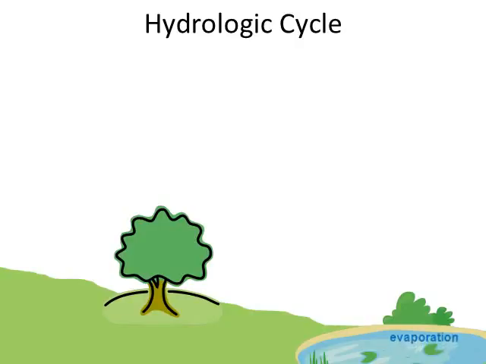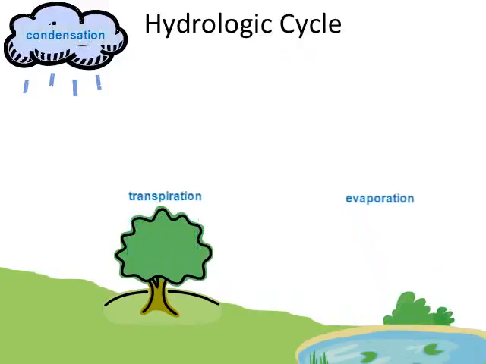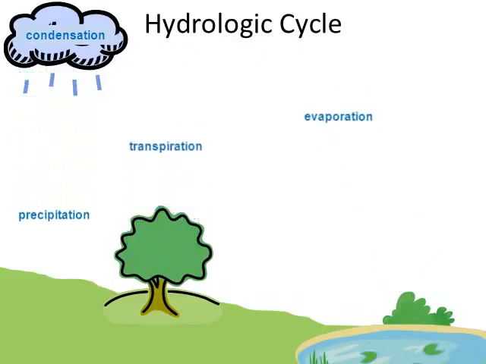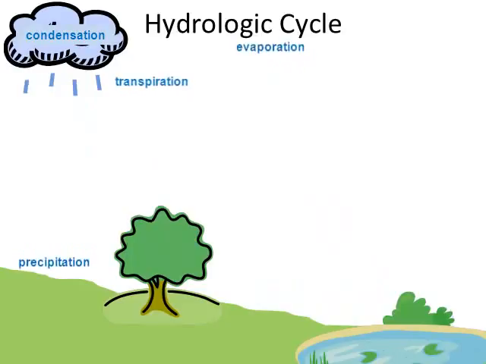So let's come back to our animation here, and let's just kind of show all the steps at once. So here we have evaporation, water evaporating from this pond, and now I've added transpiration, water evaporating from the leaves of the tree. And so as the water goes up, eventually it's going to form clouds, and clouds are the result of condensation. When water gas turns back into a liquid, that's called condensation. And eventually that liquid gets heavy enough where it falls as precipitation, whether it's snow, rain, sleet, or hail.